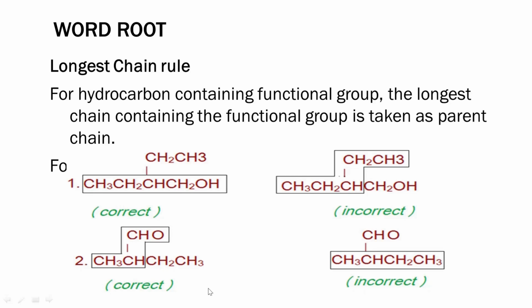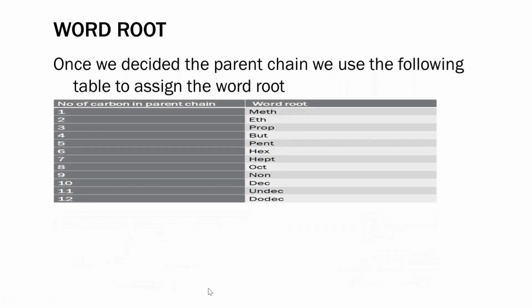So in an unbranched compound, there is only one chain, which is considered the parent chain. But in case of a branched compound, we should use the longest chain rule, which can be used in 2 cases. First, for hydrocarbon without functional group, we take the chain which contains the largest number of carbon. And for a hydrocarbon containing a functional group, we should take the chain which contains the functional group as the parent chain. So that is about the selection of the parent chain. Once we decide the parent chain, we use the following table to assign the word root.